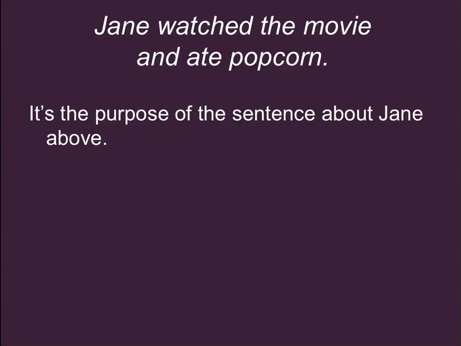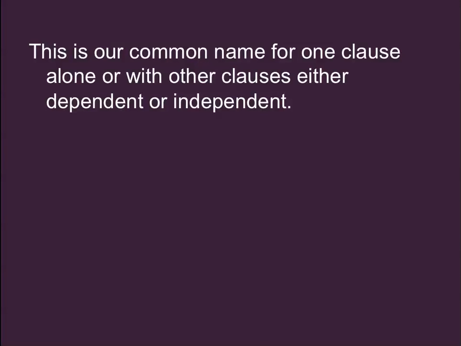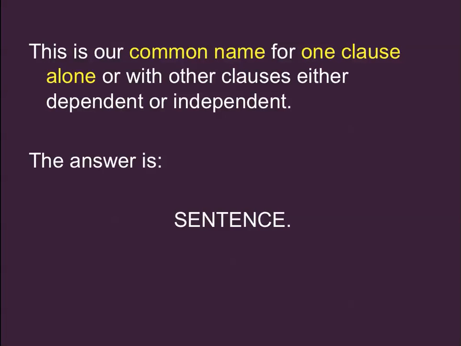Jane watched the movie and ate popcorn. Clearly, that's just a statement. This is our common name for one clause alone or with other clauses, either dependent or independent. We've said this before, even though it wasn't written quite like this in your notes. I'm not positive. But the answer is clearly sentence, our common name for one clause. If it's alone, then remember a bunch of words with a subject and a predicate makes a complete thought. That would be an independent clause. It should have probably said independent clause, didn't it?